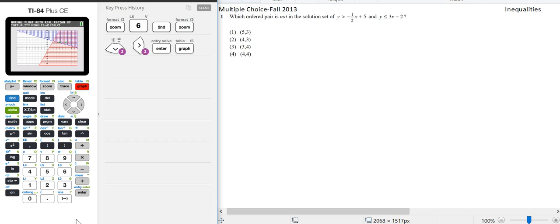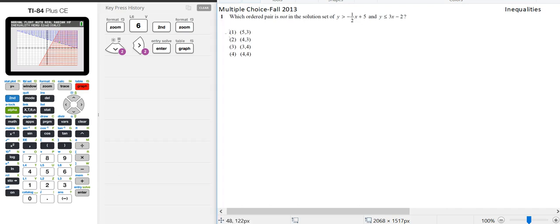Since it's on the blue dotted line, it means that it's not within the solution set of the blue graph, because if the border of an inequality is a dashed line and not a solid line, it means that that border is not included within the solution set of the inequality. So the point (4, 3) is not within the solution set of the blue inequality, and therefore it's not in the solution set of y is greater than negative 1/2 x plus 5, and y is less than or equal to 3x minus 2. And therefore choice 2 would be the correct answer to the question.